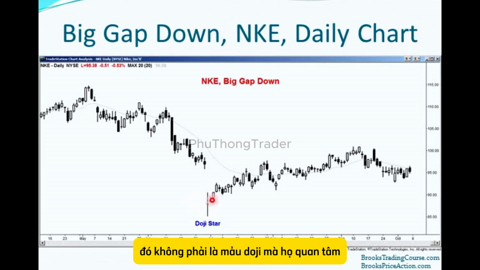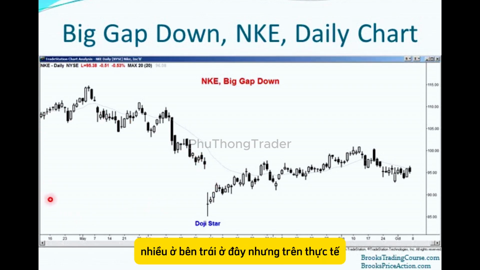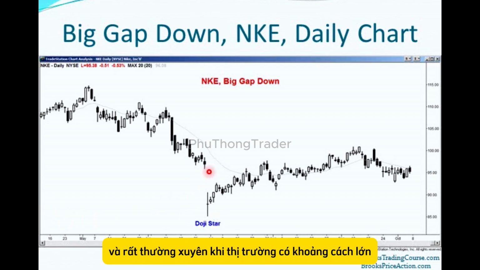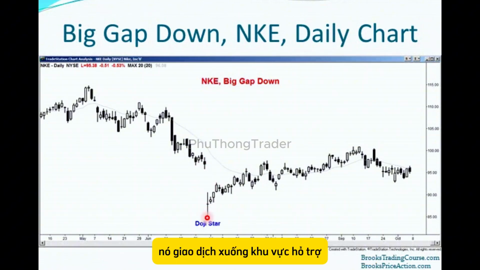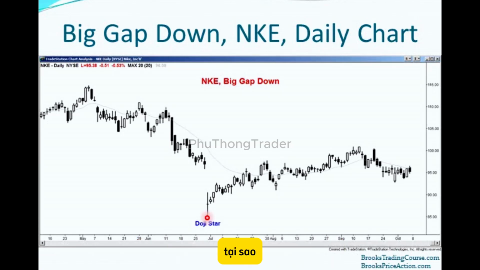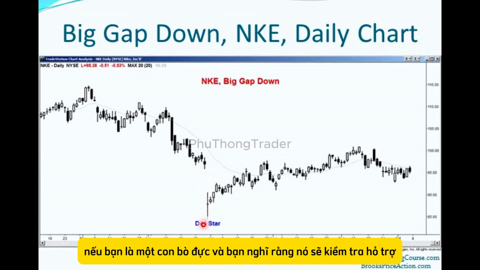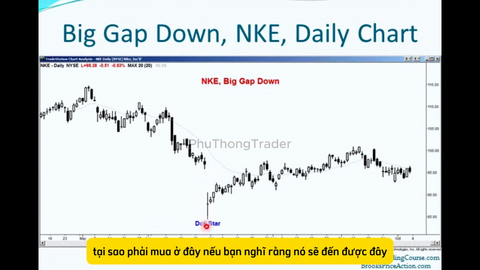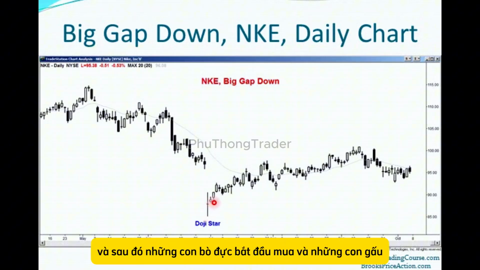So it's not the doji pattern that they're interested in. They're interested in all the bars to the left. I don't have much on the left here, but in actual fact, this is fairly close to the bottom of a trading range, a support area. And very often, when the market has a big gap, it trades down to the support area, and all of a sudden, bulls appear. And you say, wait a minute, why didn't the bulls prevent the gap from happening? Well, if you're a bull and you think it's going to test support, why buy here if you think it's going to reach here? So they just wait until it gets here, and then the bulls start to buy.